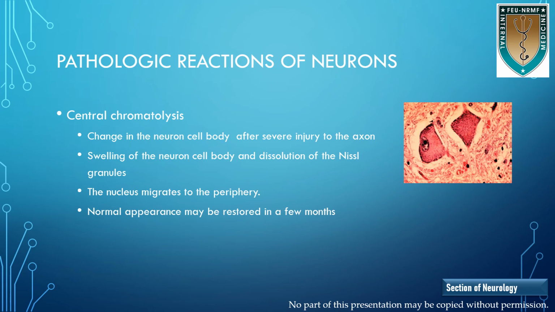Sometimes the neuron suffers injury to its axon. So the neuron cell body reacts to such injury to its axon by central chromatolysis. What happens here is that the neuron cell body swells, the Nissl granules dissolve, and the nucleus migrates to the periphery. The normal appearance of the neuron cell body may be restored in a few months.